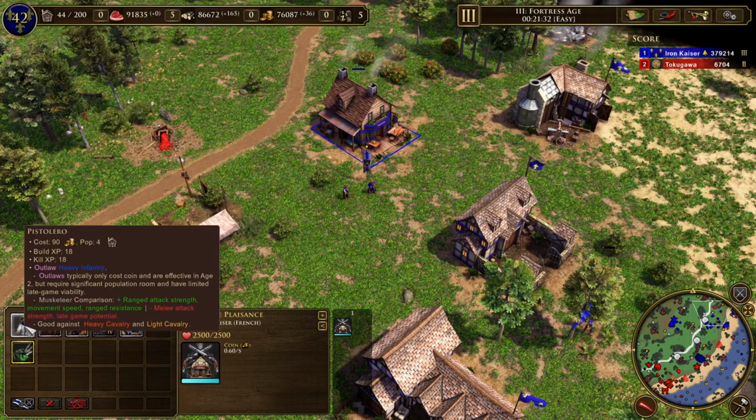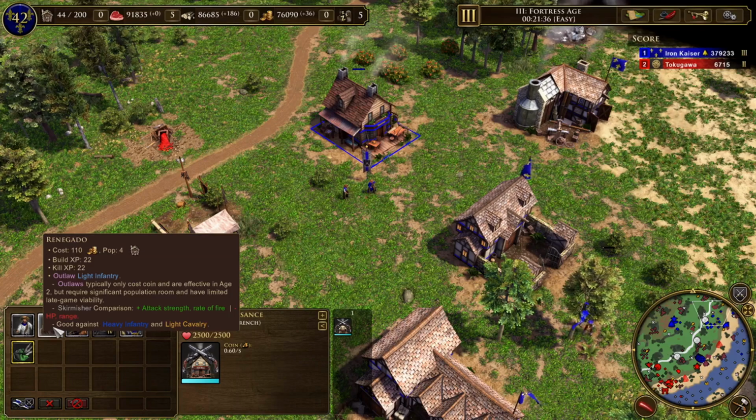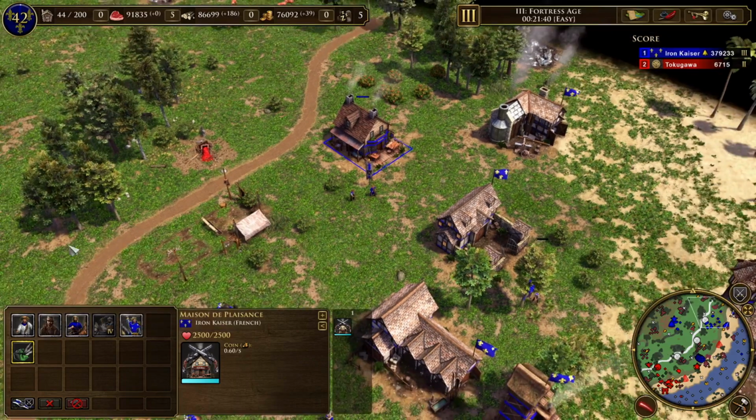It's a really useful mod for grasping intuitively, at a glance, what these different outlaw units, mercenary units do, as well as the native units.